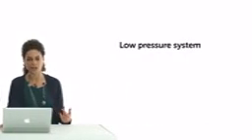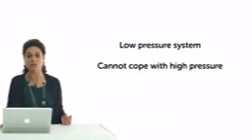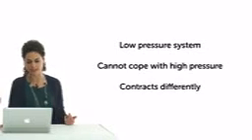The right ventricle is different because it deals with a low pressure system, it cannot cope with high pressure, and contracts differently. Okay, Anna, but first we have to show our audience how to image the right ventricle.